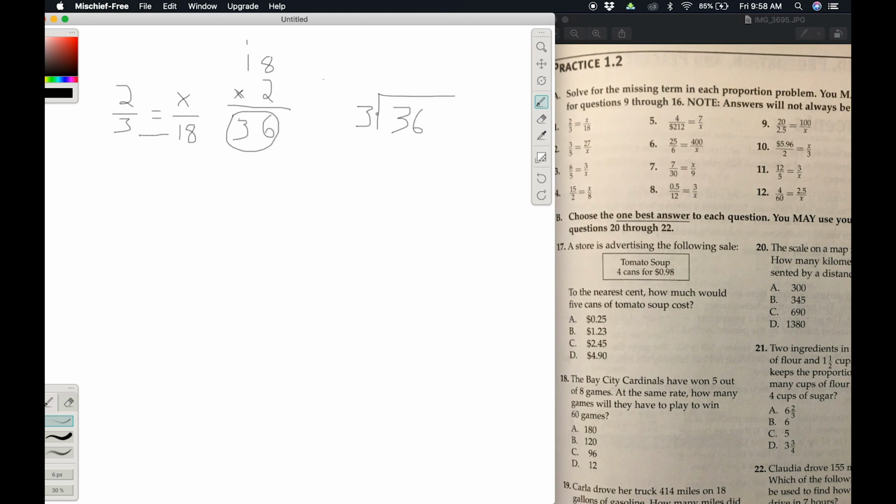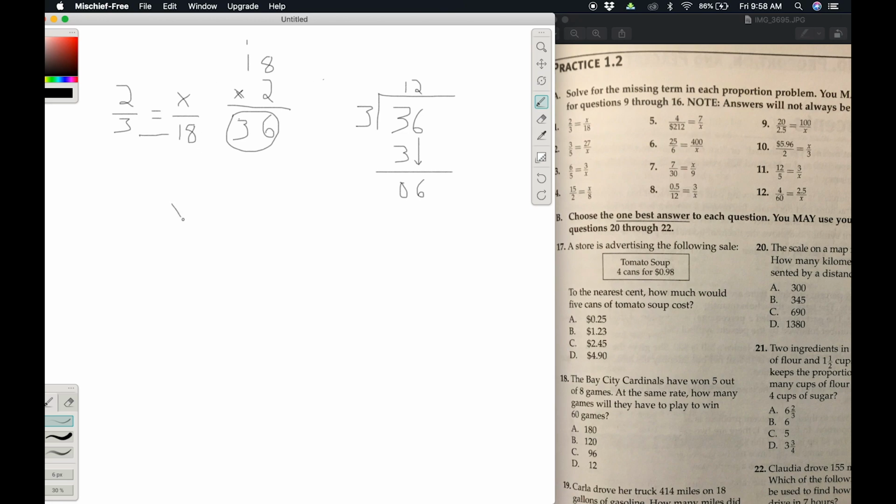So 3 goes into 3 one time. 1 times 3 is 3, so 3 minus 3 is 0. Then, does 3 go into 0? No, so we have to bring down the 6, like that. Brought it down. 3 goes into 6 2 times. So that is your answer, guys.